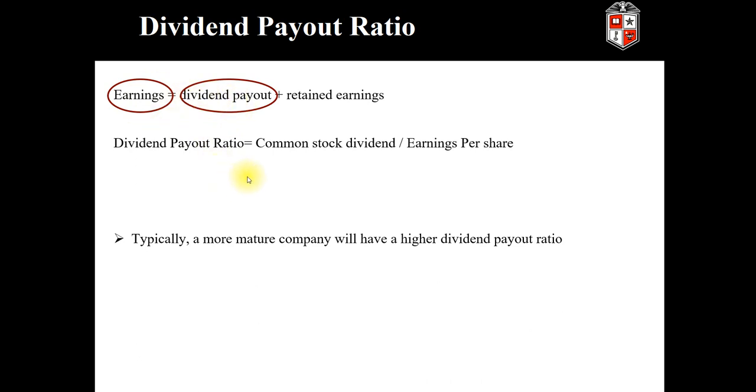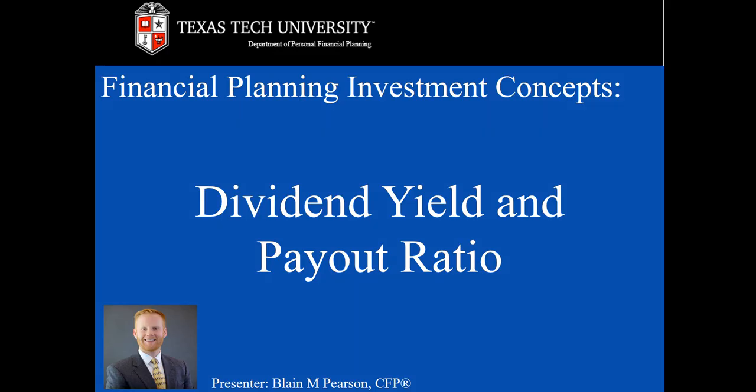So typically a more mature company will have a higher dividend payout ratio. This is often the result of the fact that mature companies or value companies tend to issue more dividends. This is because usually they are in a stage of the business cycle where they are mature enough that they cannot earn as much money as they used to and give the earnings back to the shareholders.